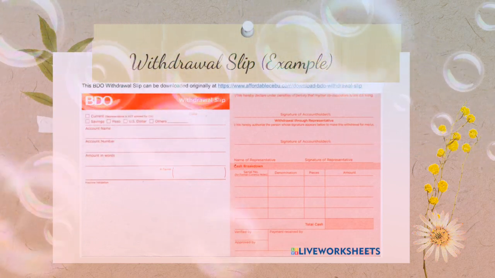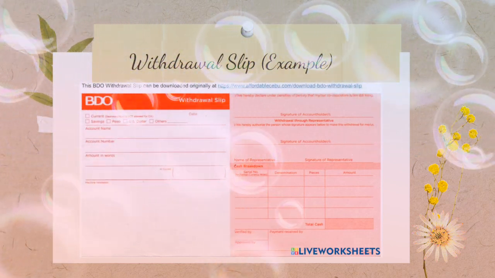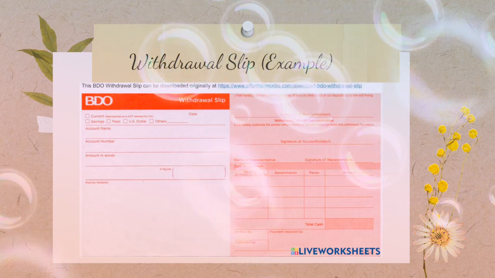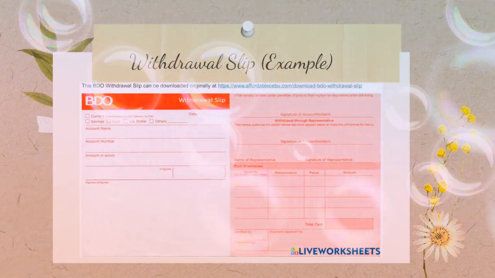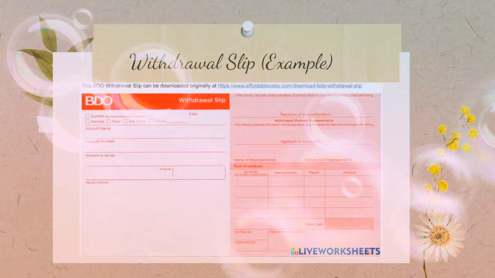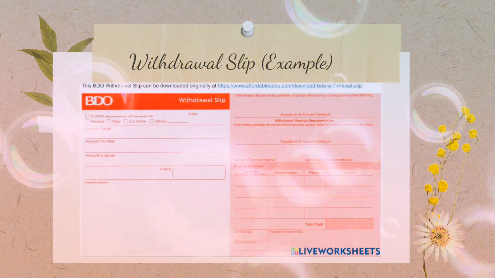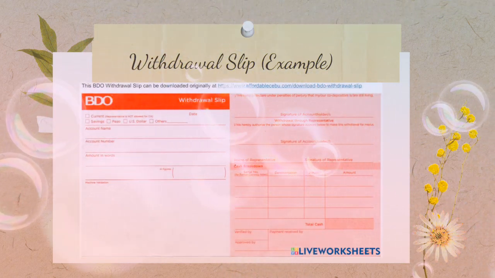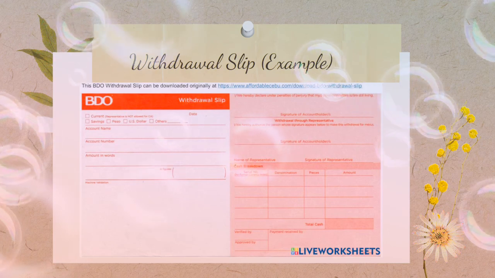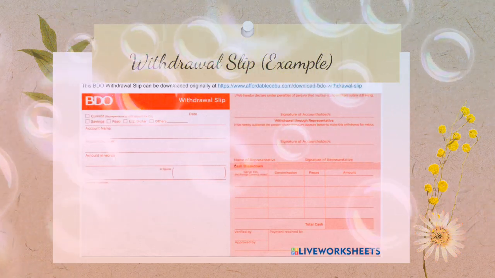This is the last one, withdrawal slip. This is the example of withdrawal slip. Withdrawal slip, on the other hand, is used to withdraw money from a passbook account. Only the depositor or account holder can withdraw from the bank account.